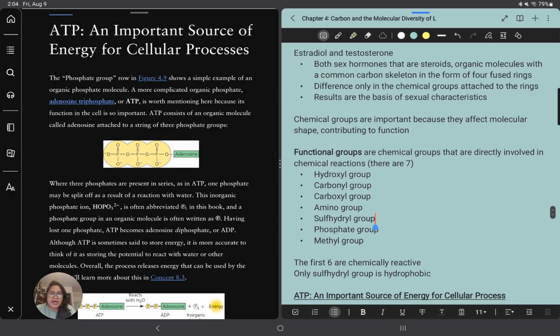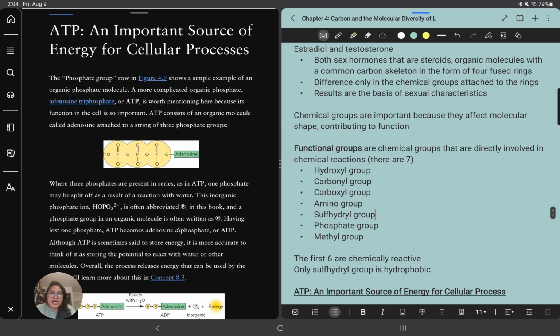So just to add, it just shows that the chemical groups attached to the rings result in the difference between male and female characteristics. So if the chemical groups were the same, then we wouldn't have those differences between male and female. So it just shows that like the structure of the molecule is very important.